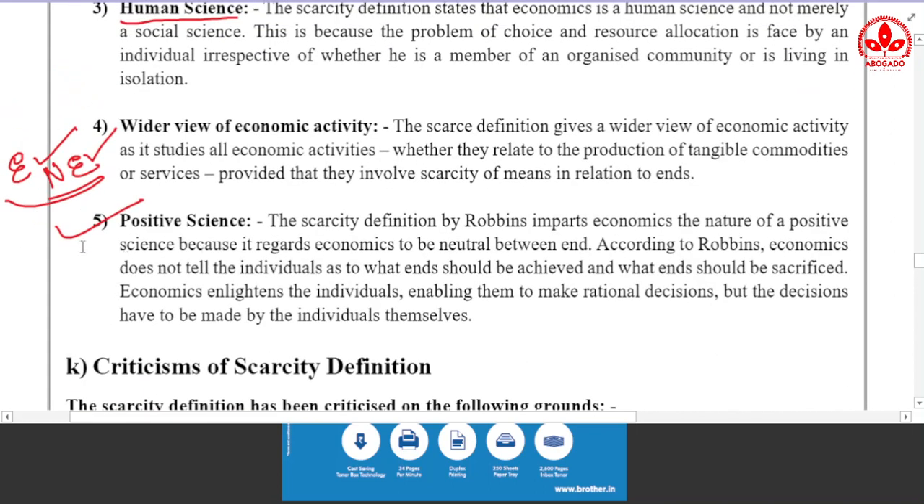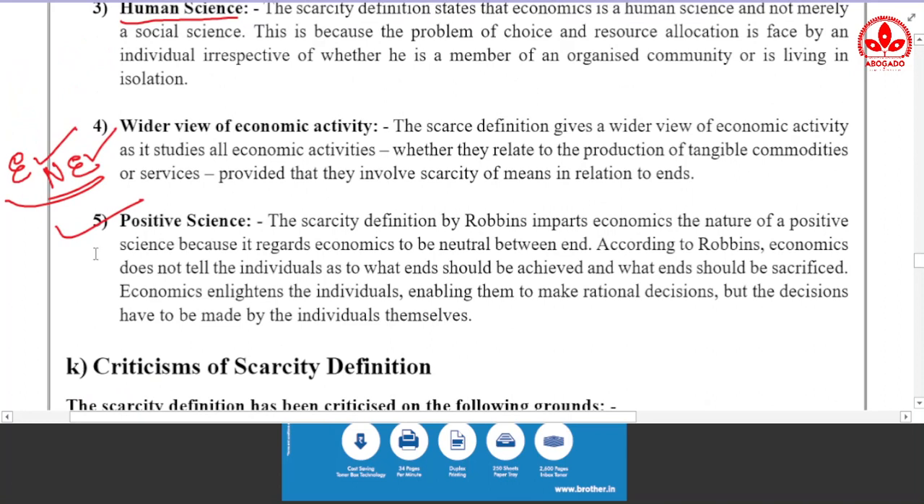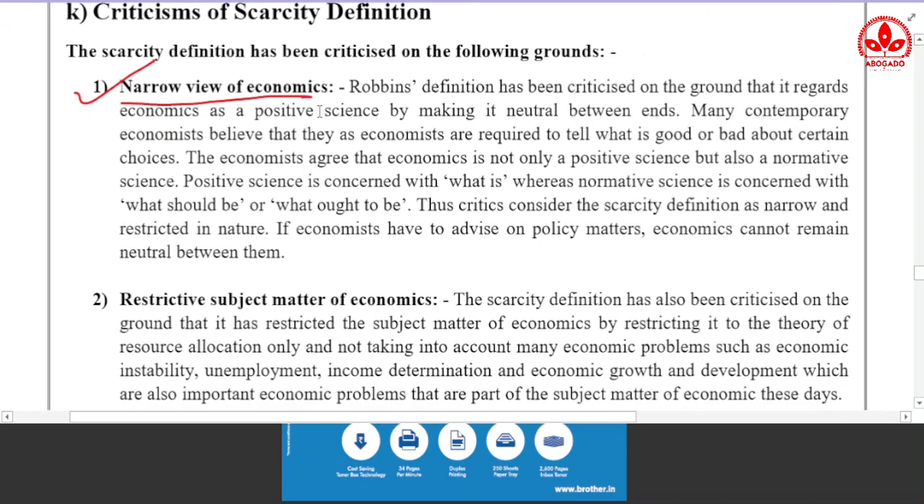So in the last point we saw that economics is a positive science, meaning it just gives us an idea, but in reality what is to be done and how it is to be done, that is to be done by the human being only. So many critics said that economics is not a positive science, meaning it cannot be that it just gives the idea and the ultimate thing has to be done by the human being only. They said that economics is not a positive science but a normative science, meaning economics does not only tell what is to be done, but it also tells us how it is to be done.